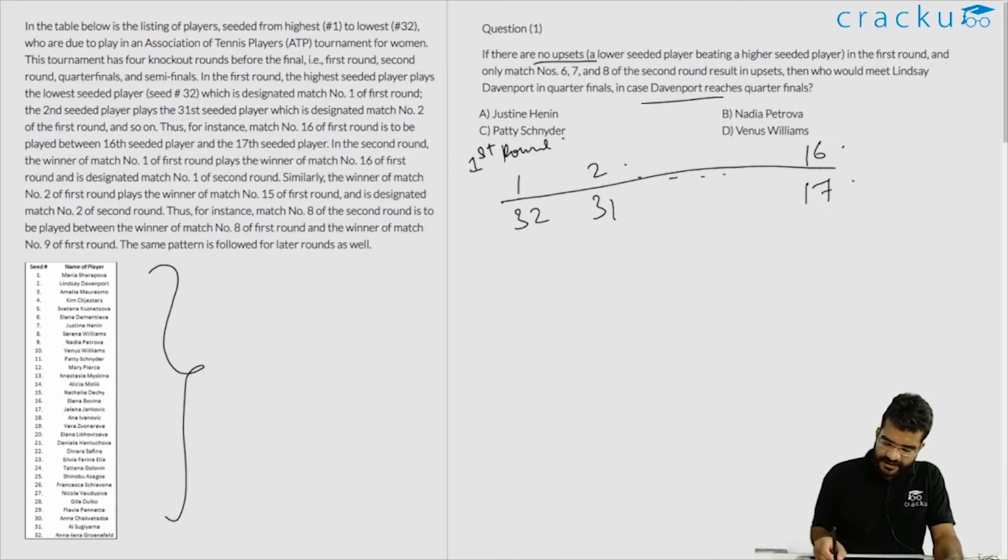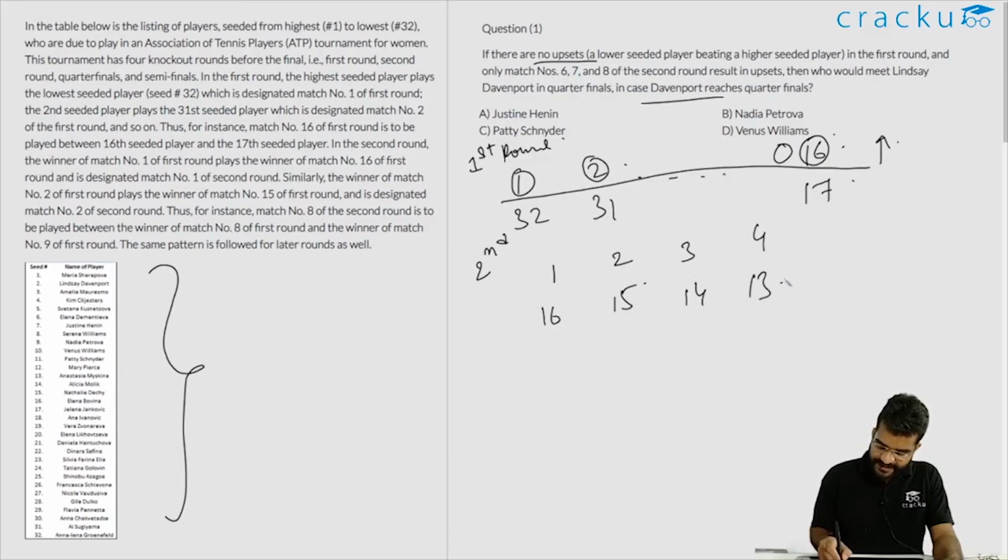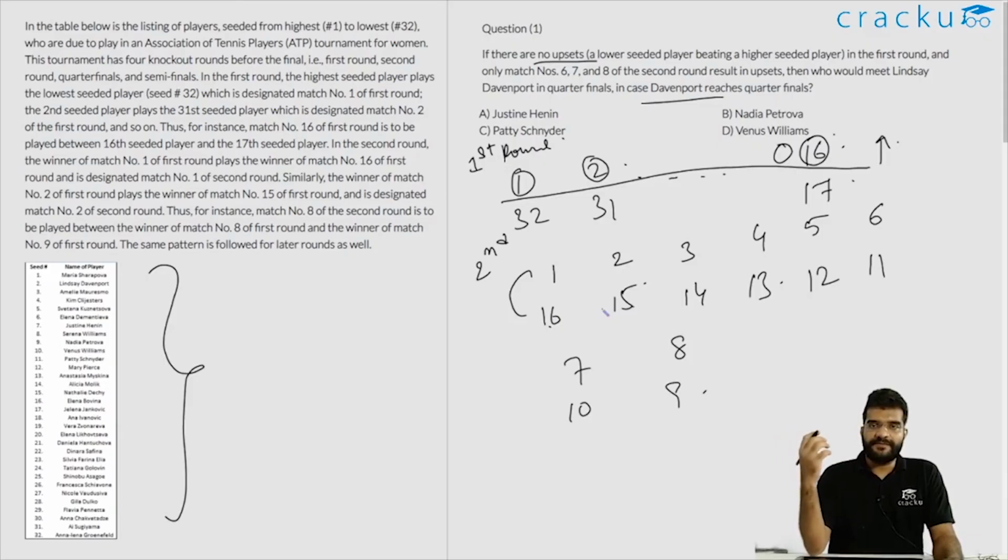So the winners are all the higher seeded players. So the first 16, the people who are at the top always win. So in the second round, 1 plays against 16, 2 will play against 15, 3 will play against 14, 4 will play against 13, 5 will play against 12, 6 will play against 11, 7 will play against 10, and 8 will play against 9. Now again notice that in each of these matches the sum totals to 17, that is 1 plus 16 is 17, 2 plus 15 is 17, and so on. This is something that you should keep in mind so that you don't commit any silly mistakes.